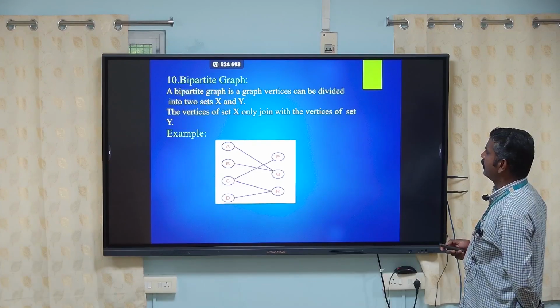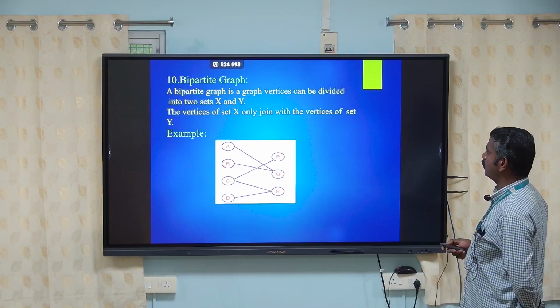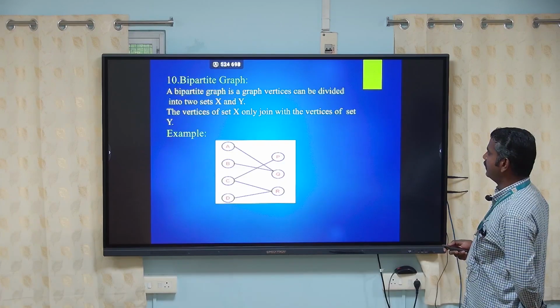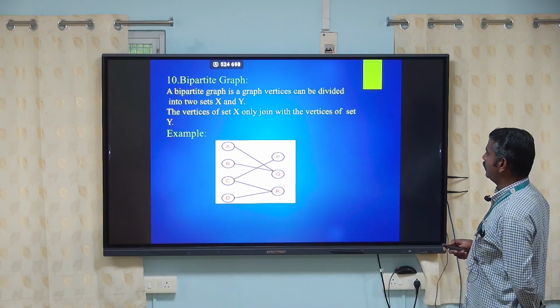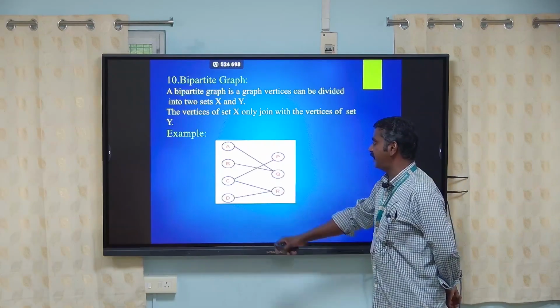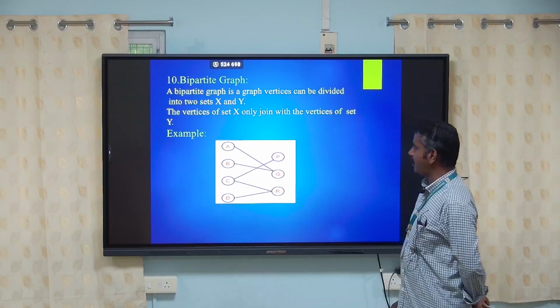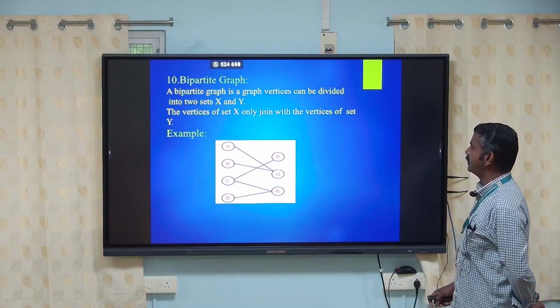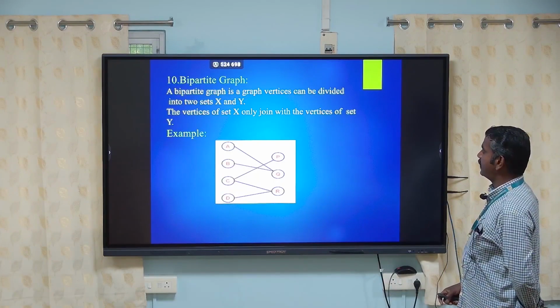Bipartite graph. A bipartite graph is a graph whose vertices can be divided into two sets, X and Y. The vertices of set X only join with vertices of set Y. Example, vertices of X are a, b, c, d. Vertices of Y are p, q, r. There are lines joining between the vertices of X and Y.